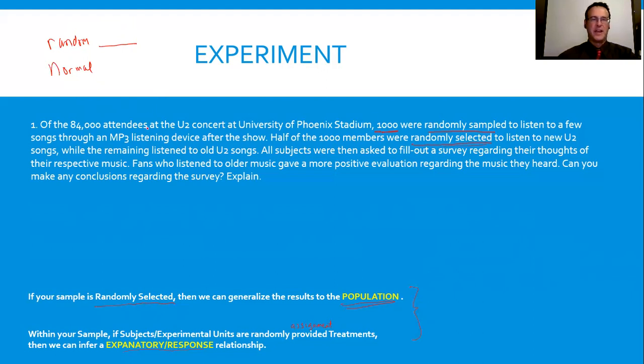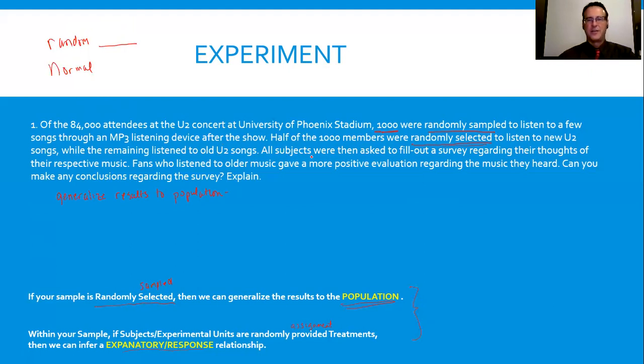Randomly sampled. So let's see, 84,000 attendees, 1,000 were randomly sampled. So that is a representation of being randomly selected, randomly sampled, same thing. Okay, and what that means is we can generalize results to the population. All right, so what does that mean? Well, what it means is whatever happened amongst the 1,000 members from each group, we can generalize and say, you know, we believe that the entire population would probably feel the same way, okay?